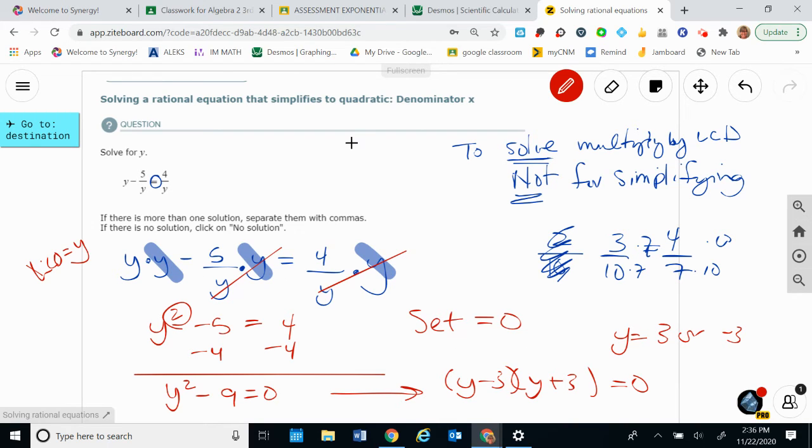So the difference is that this ended up as quadratic, and we had to set it equal to 0 to use the zero product rule.